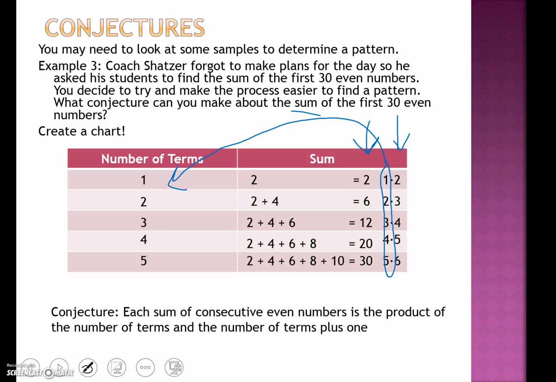Okay, so my conjecture is each sum of consecutive even numbers is the product of the number of terms and the number of terms plus 1. So in this case, I'm taking the number of terms n and this second number n plus 1. And that's what I'm going to be multiplying together. So for this specific example, I'm going to do 30, and then 30 plus 1 is 31. So 30 times 31 is 930.